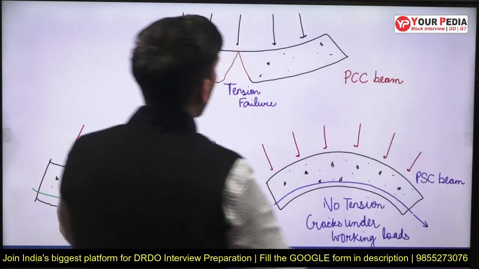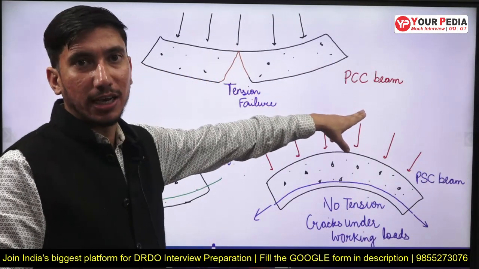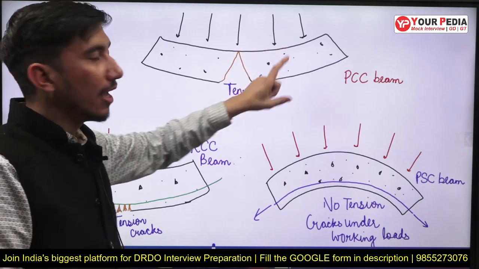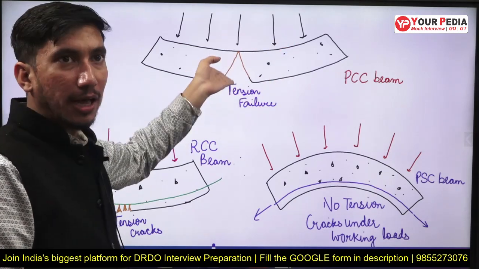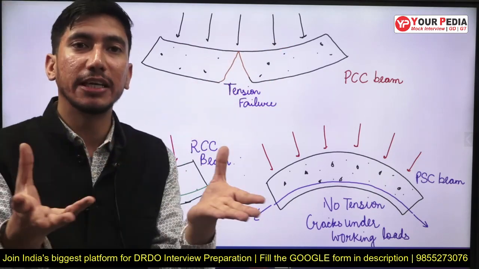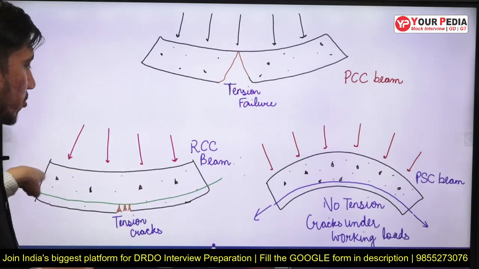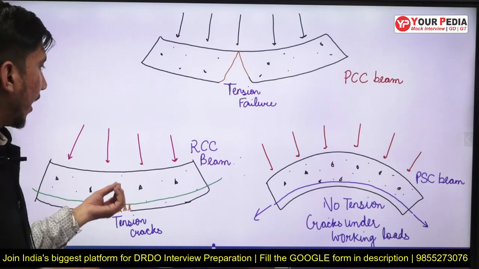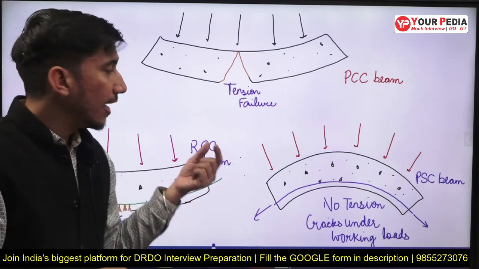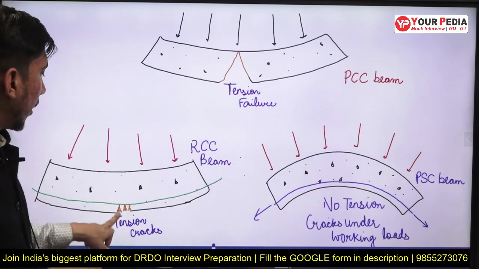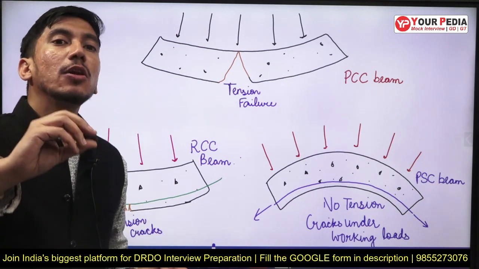As you can see here, if we use only PCC to make a beam, when the load is applied to it, this tension crack will develop and reach the top, and the whole material will fail. But what I do is provide tensile reinforcement on the bottom side and convert it into an RCC beam. Now when I apply load over it, the tension cracks will develop, but they will only reach up to the tensile steel.